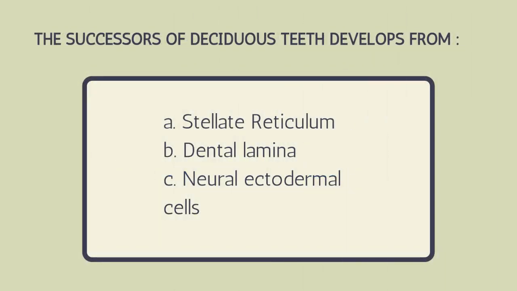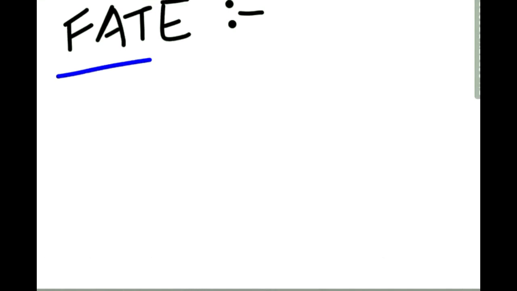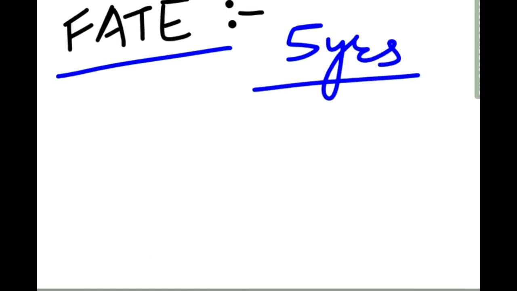Next question for you is, the successors of deciduous teeth develop from stellate reticulum, dental lamina or the neural ectodermal cells. Now let's see what is the fate of dental lamina. The total activity of dental lamina is for 5 long years. Some parts of dental lamina function for a short time while the other parts function for a longer time. For example, in the third molar region, the dental lamina is active up to 5 years of age.